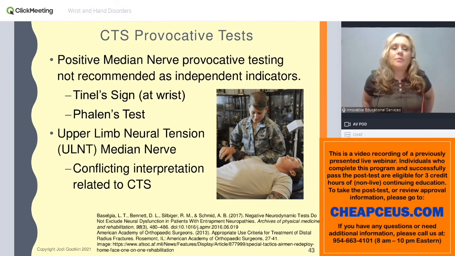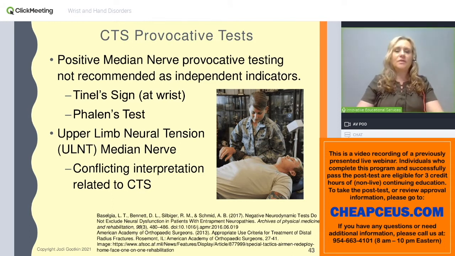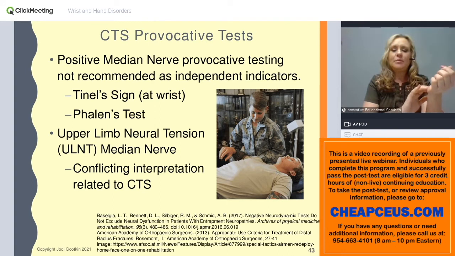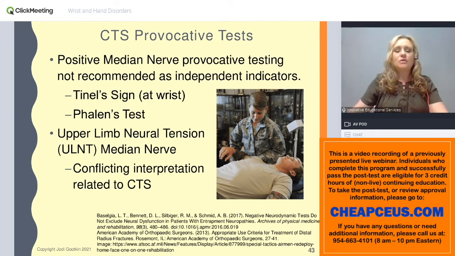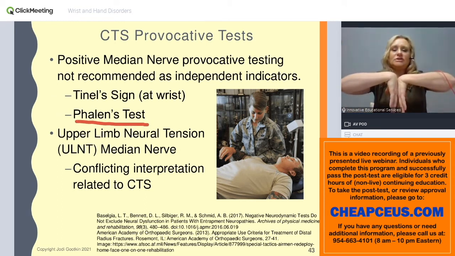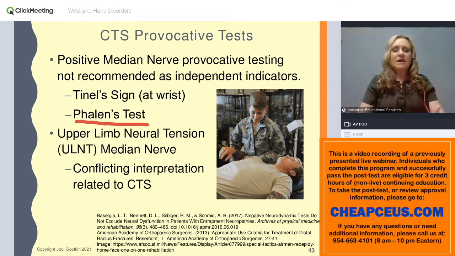Looking at our provocative testing for the median nerve in individuals who are presenting with carpal tunnel syndrome, Tinel sign we know is when we tap over that nerve, it's going to replicate those symptoms for the patient, and that can be done for a lot of different nerves at different locations. Phalen's test is where we are going to give an overpressure into flexion for 30 seconds to a minute. And if we see replication of those symptoms as we replicate compressive forces across that tunnel, it is helping us confirm that diagnosis of carpal tunnel.